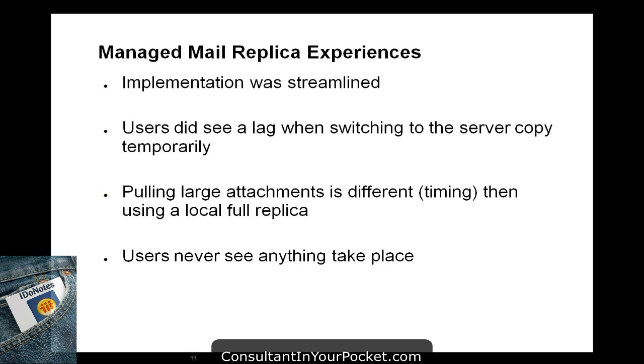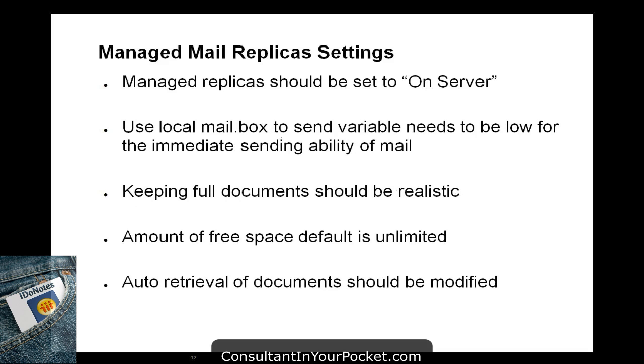We were streamlining implementation when we rolled this out, and the pulling of large attachments was different than the local full replica, like I just said, because you actually are bringing it all the way across the network if you're truncating them. Users never see anything taking place. That's the beautiful part of this you guys need to remember: users never see anything. It's seamless to them, and they have no idea what's going on, but 852 is required for it to go.